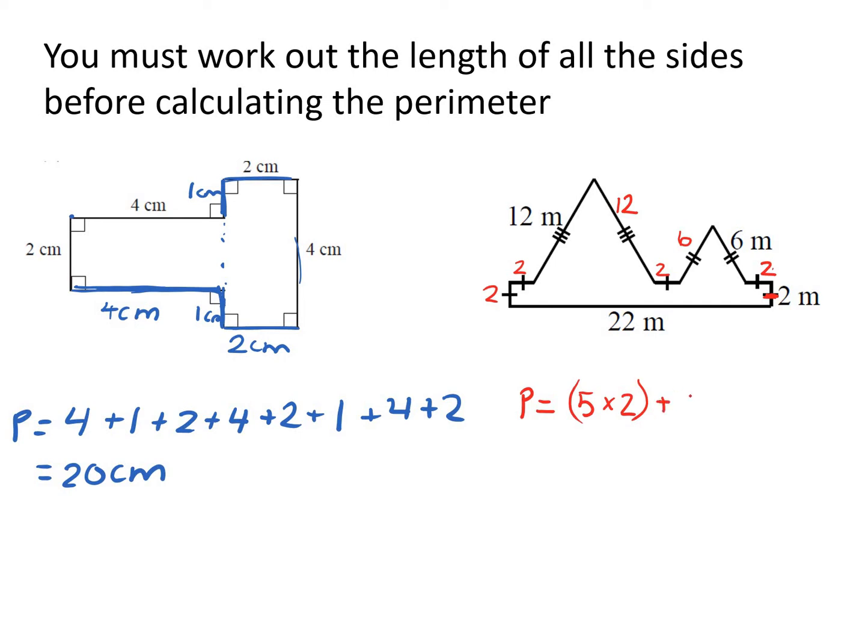And then I've got 2 sides that are 12 meters, and 2 sides that are 6 meters, and then one last side that is 22 meters. And then I'm going to add those up. So I do my multiplication first, 10 plus 24 plus 12 plus 22. And when I add all of those together, I get a final perimeter of 78 meters.